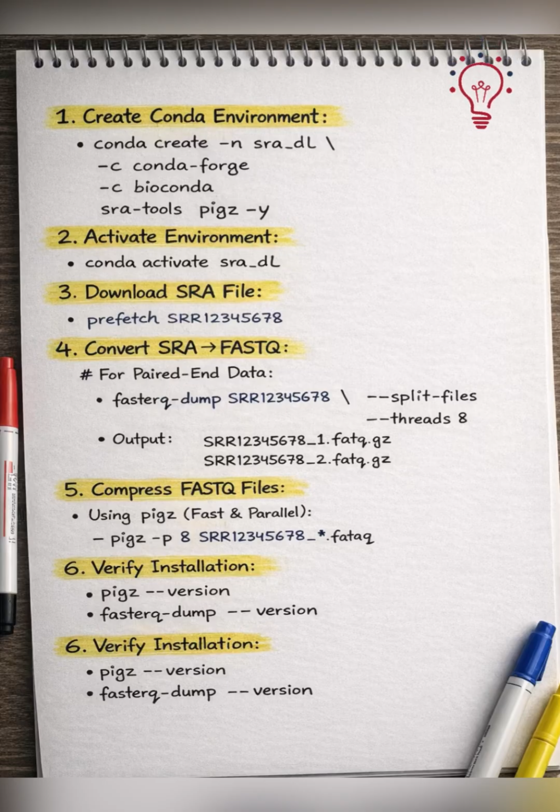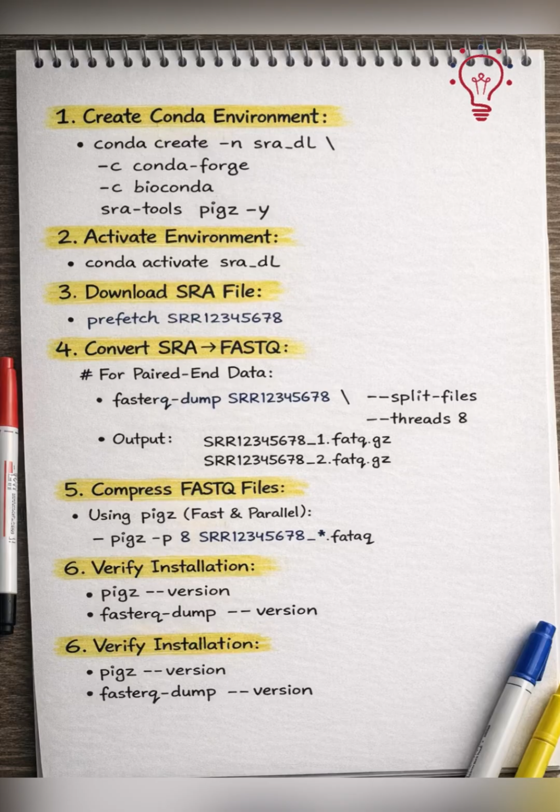Next, activate the environment. Now we download the sequencing run using prefetch SRR. So you will replace this SRR number with your SRR accession from NCBI. This step downloads the data safely in SRA format. After download, we convert SRA into FASTQ using fastq-dump.